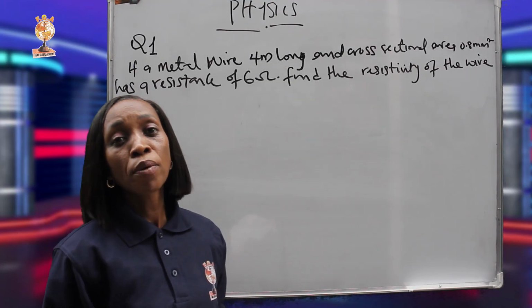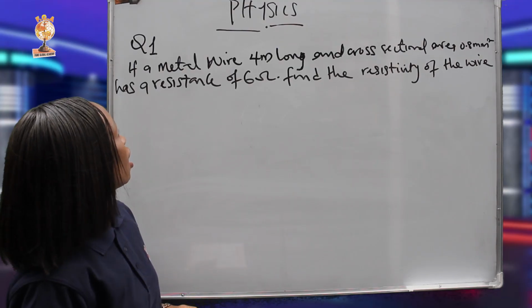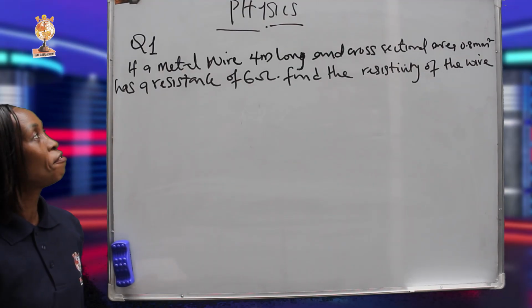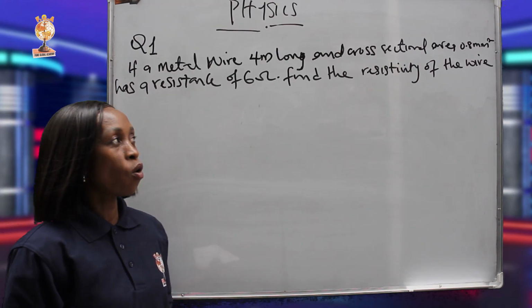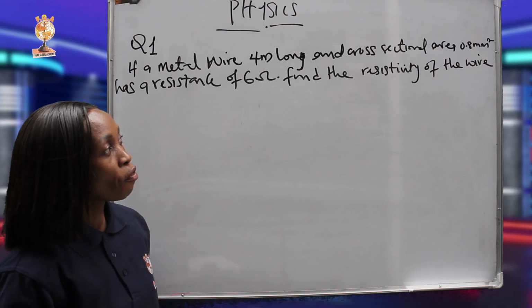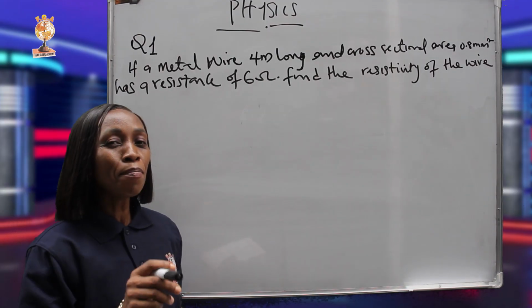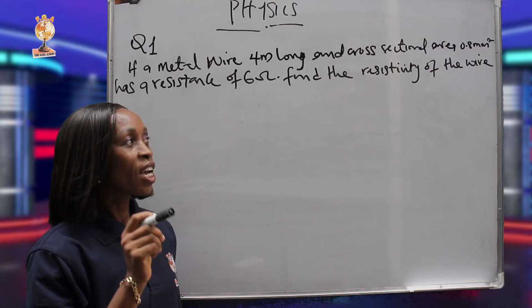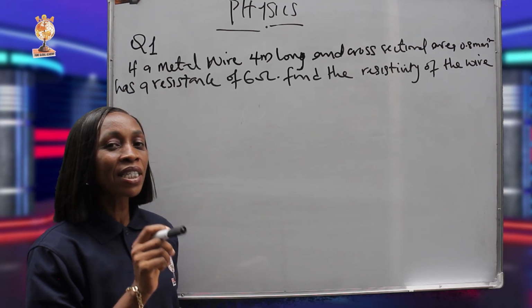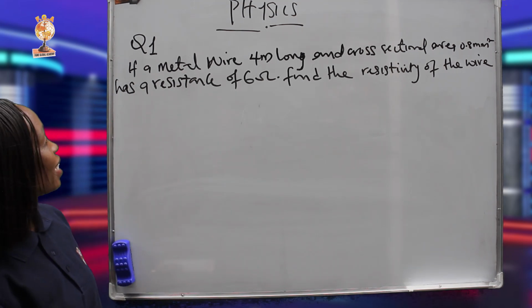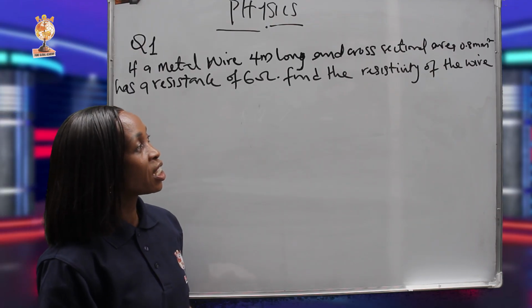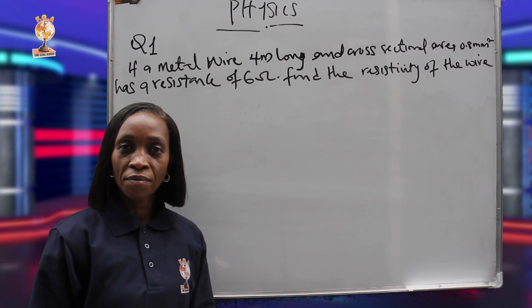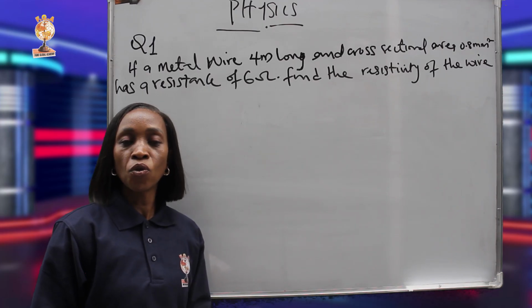Now the first question on the board, question 1 says, if a metal wire 4 meters long and a cross-sectional area of 0.8 millimeter square, take note, 0.8 millimeter square, has a resistance of 6 ohms. Find the resistivity of the wire.